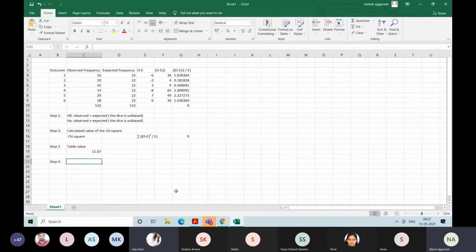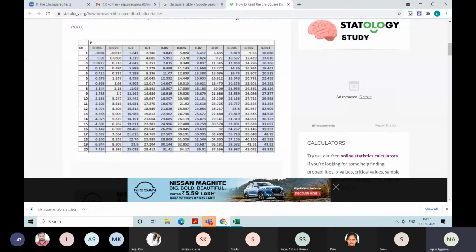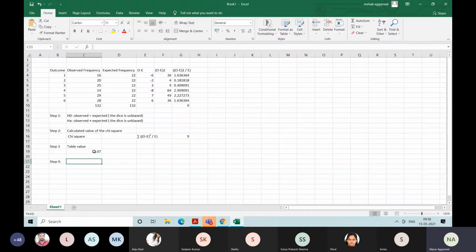So the table value we have to see for the number of observations. Number of observations means the number of outcomes for which we have to do it. So they are 6 in number. So the degrees of freedom is n minus 1. So it becomes 5. So 5 is your degrees of freedom and 5% level of significance. So 5% means 0.05. So 11.07. 5 degrees of freedom and 0.05 is the level of significance. So 11.07 is your table value. Right? So the table value comes out to be 11.07 and your calculated is 9.